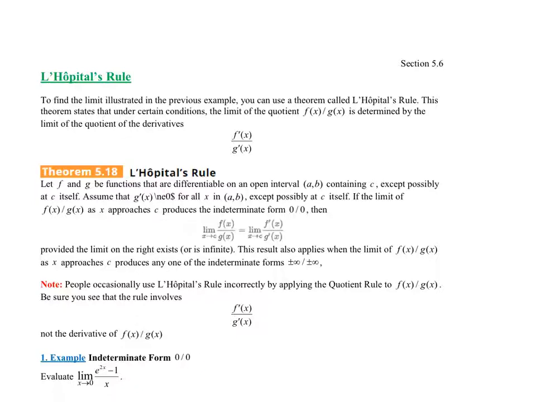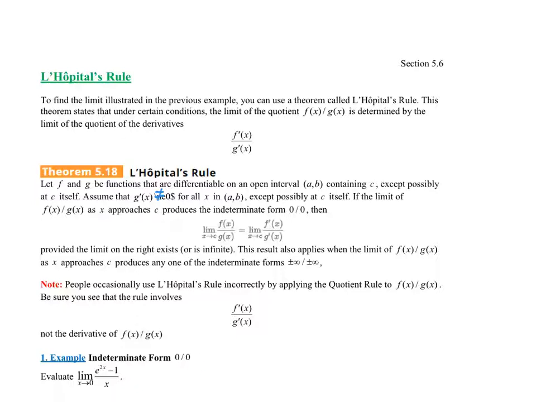It says let f and g be functions that are differentiable on an open interval containing c, except possibly at c itself. So if they're differentiable, remember they're also continuous. It says assume that g prime of x is not equal to 0 for all x in (a, b), except possibly at c itself. So the issue here is we're dividing by g of x, which is going to turn into g prime of x. You just got to make sure you can't divide by 0.